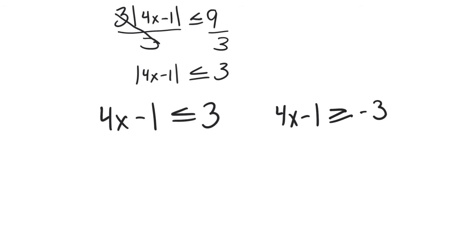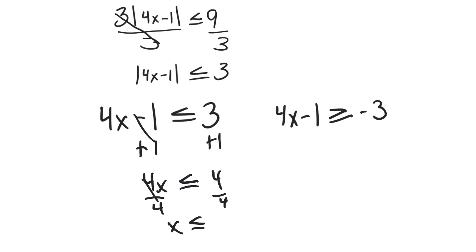But now we can go ahead and solve normally, just like a regular equation. So we're going to add 1 to each side, and we'll have 4x is less than or equal to positive 4. And then we can divide by 4, and we should have x is less than or equal to 1. And then over here on the right side, our other problem, we're going to add 1 to each side.